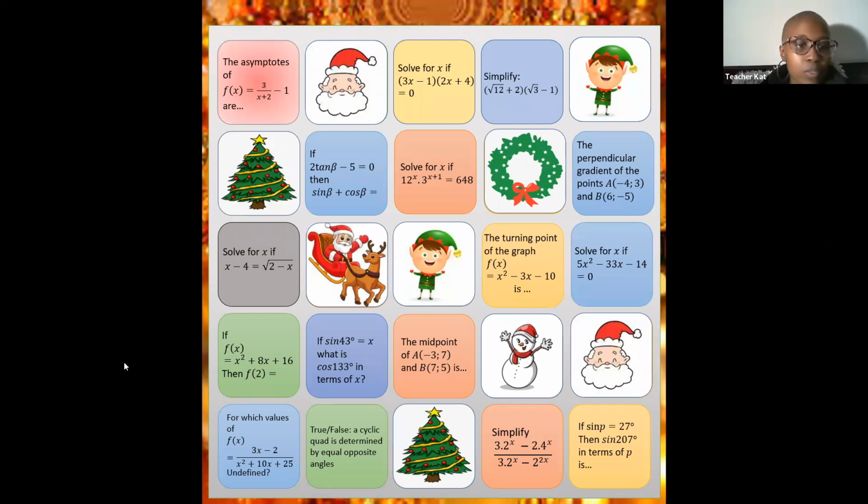Okay, I'm going to give you 15 more seconds and then we're going into discussing how we got x equals 7 or x is equal to negative 2 over 5.